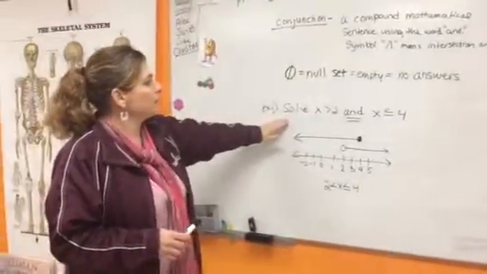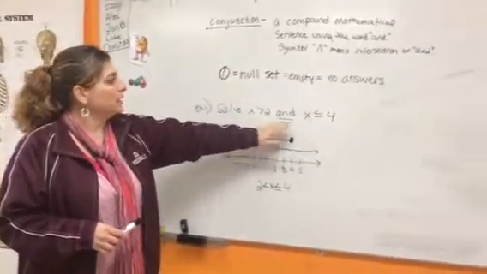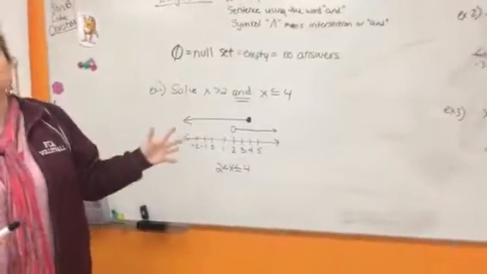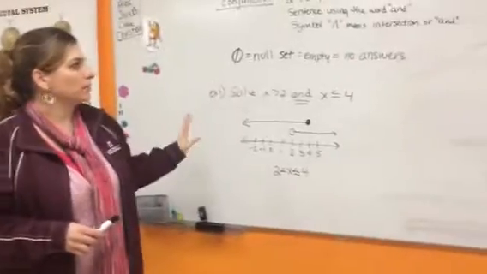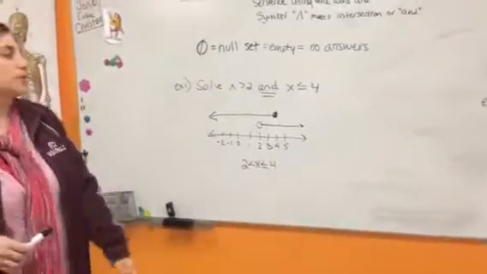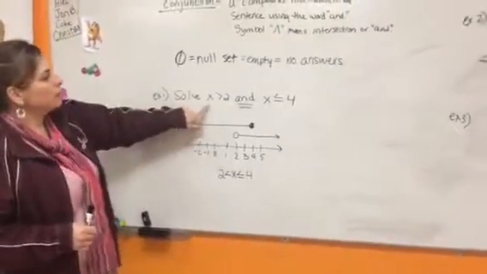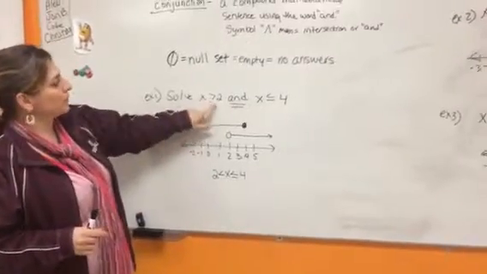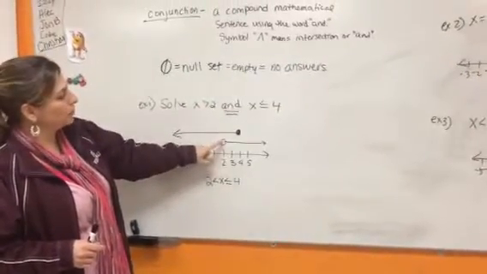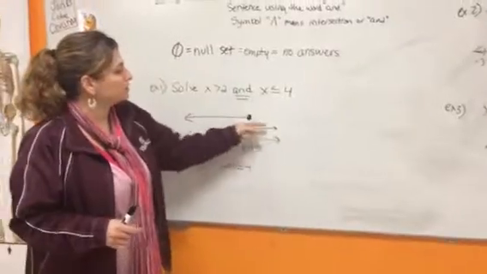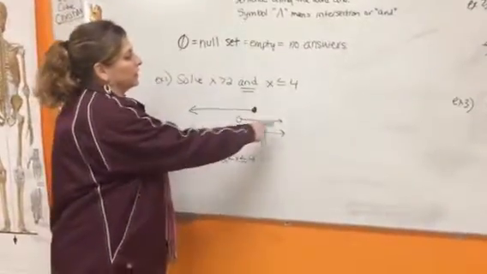So the first one says solve x is greater than 2 and x is less than or equal to 4. For the first one, I actually did the problem out, and then the rest of them I'm going to do as we go along. So you have to graph first. x is greater than 2. You're going to find 2, put an open circle. x is going that way because it's greater. x means anything greater than 2.